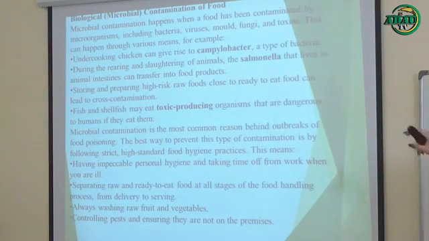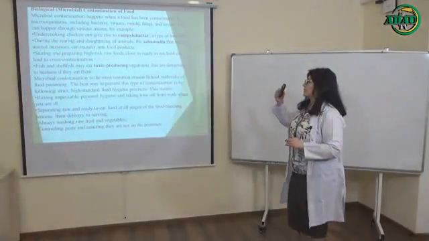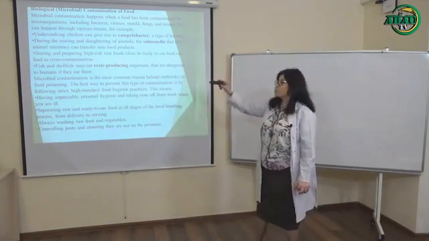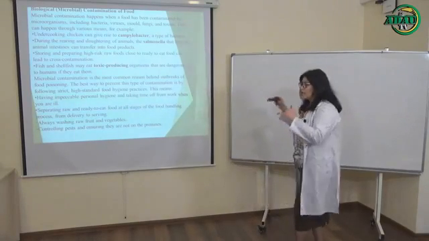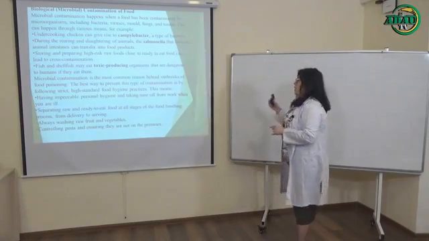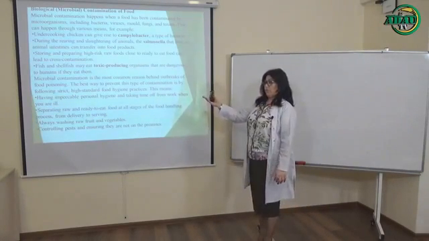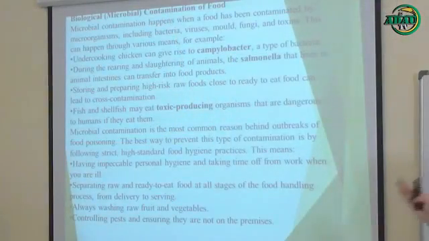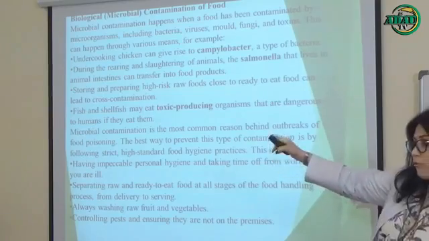During the rearing and slaughtering of animals, salmonella that lives in animal intestines can transfer into food products. The storage and preparing of high-risk raw foods close to ready-to-eat food can also lead to cross-contamination. The other issue is that fish and shellfish may eat toxin-producing organisms that are dangerous to humans if they eat these kinds of foods. So I told you about it, but again, microbial contamination is the most common reason behind outbreaks of food poisoning.